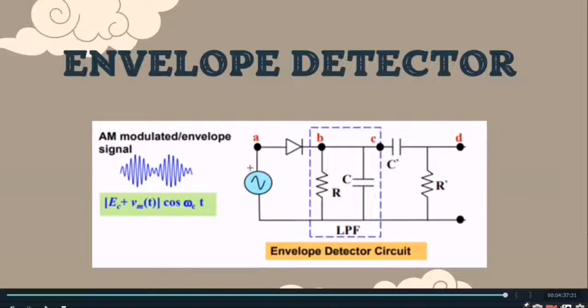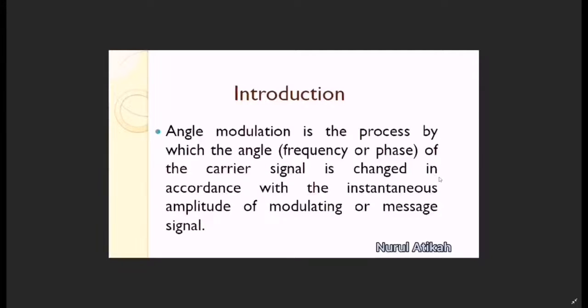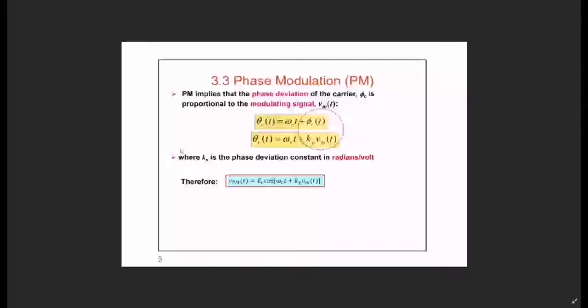This is the basic knowledge about angle modulation. Angle modulation is a process by which the angle, frequency or phase of the carrier signal is changed in accordance with the instantaneous amplitude of the modulating or message signal. As we know, angle modulation can be classified into two types, such as phase modulation (PM) and frequency modulation (FM).